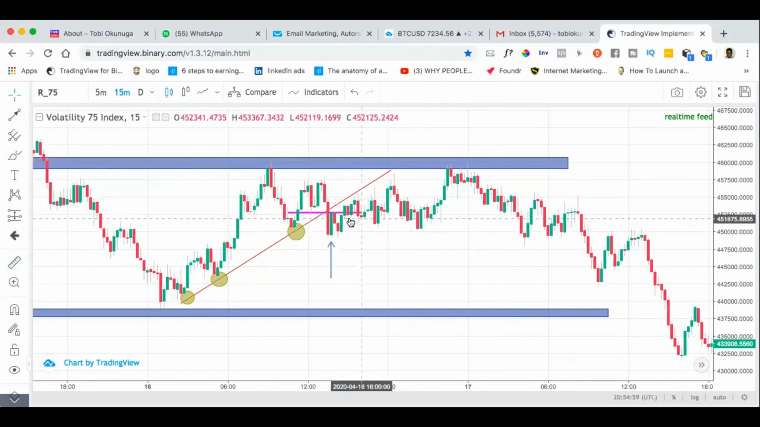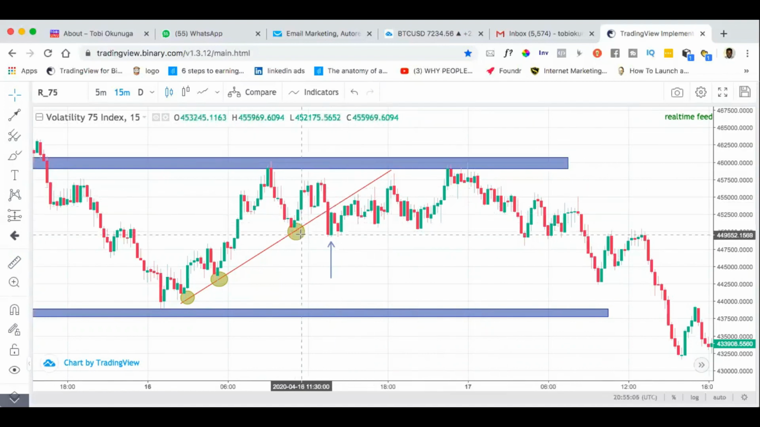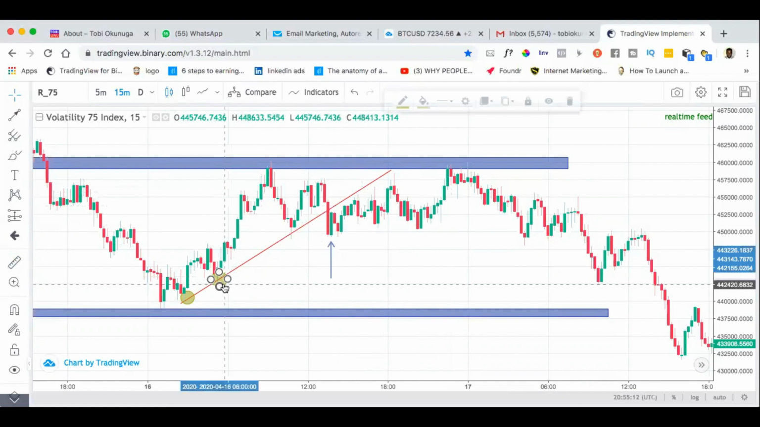So let's say you missed this opportunity here. I can see another opportunity here. You look for another trend. First thing you look for is what? You find a trend. And I can see another trend that formed as a result of this range over here.